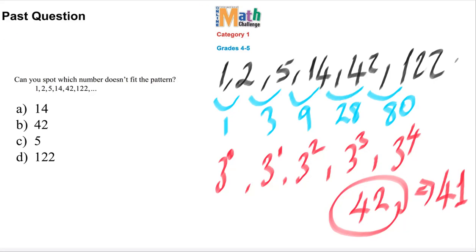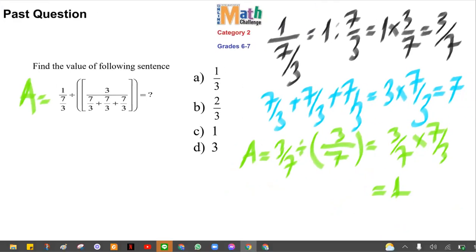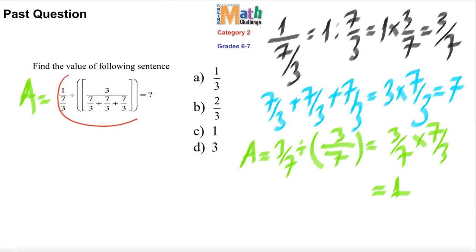So let's check the next one. In the second question, we are supposed to simplify this expression. So let's say this is A, and now first we do the bracket in general. We need to simplify the bottom first. So this one we did here.